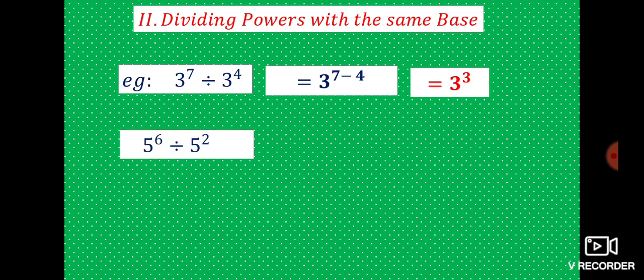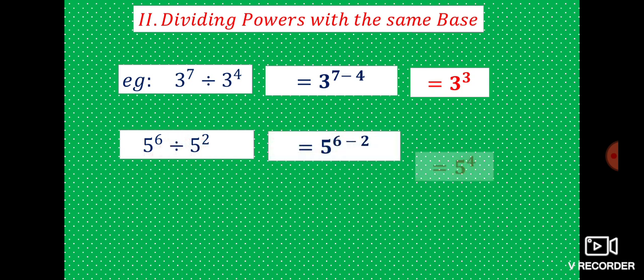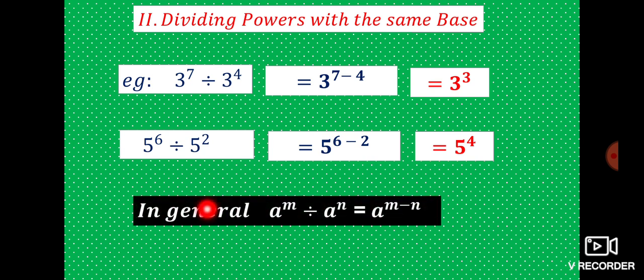Next example, 5 raised to 6 divided by 5 square. Same base, division. So 5 raised to 6 minus 2, 5 raised to 4. So in general, A raised to M divided by A raised to N equal to A raised to M minus N. Subtraction. Simplify. That is questions based on second law.